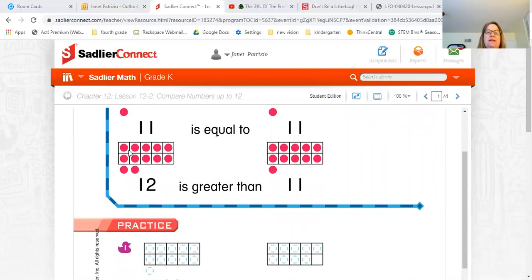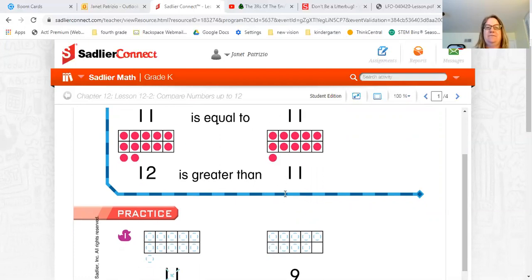And for this one, we have a full 10 frame, so we know it's 10, 11, 12. Over here, 10, 11. So we know that 12 is greater than 11. 12 is greater than 11.